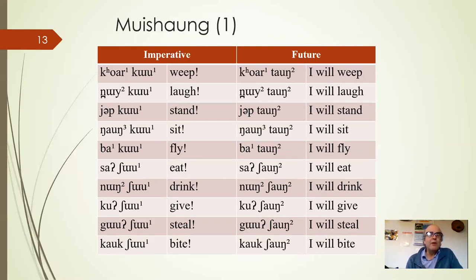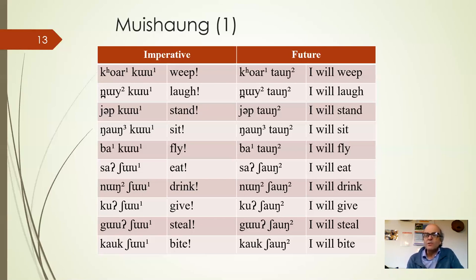Now, in the imperative, which is commanding one person to do something, if you command one person to weep, you would say kwa go. If you command one person to laugh, you'd say noi go. If you commanded one person to stand, you'd say jip, go. One person to sit, naung go. One person to fly, ba go. One person to eat, however, is sa shou.